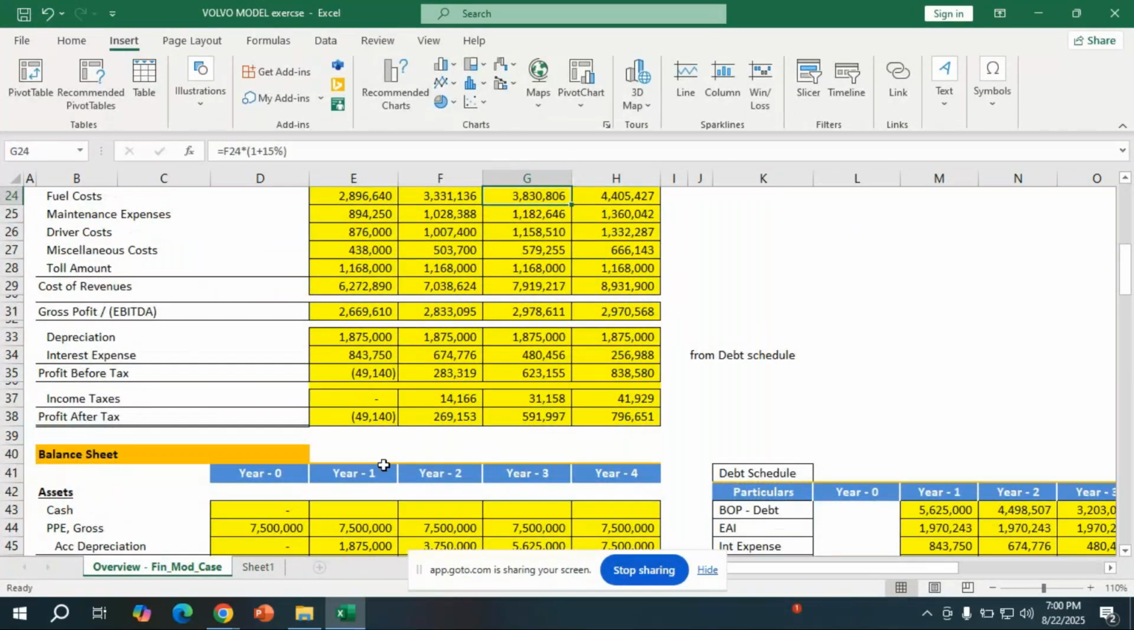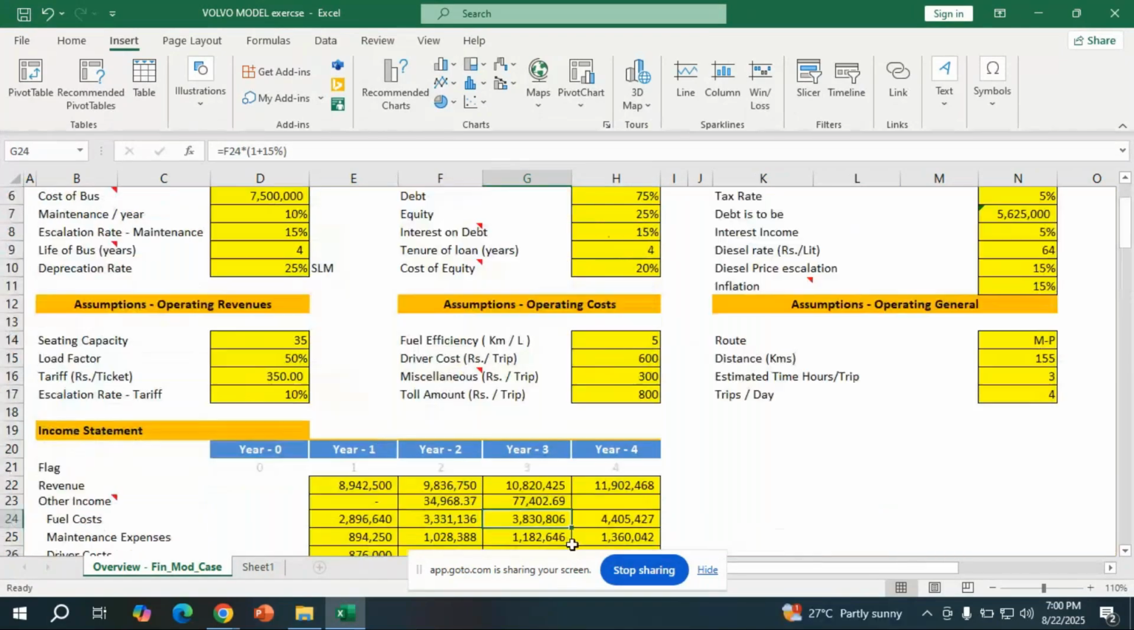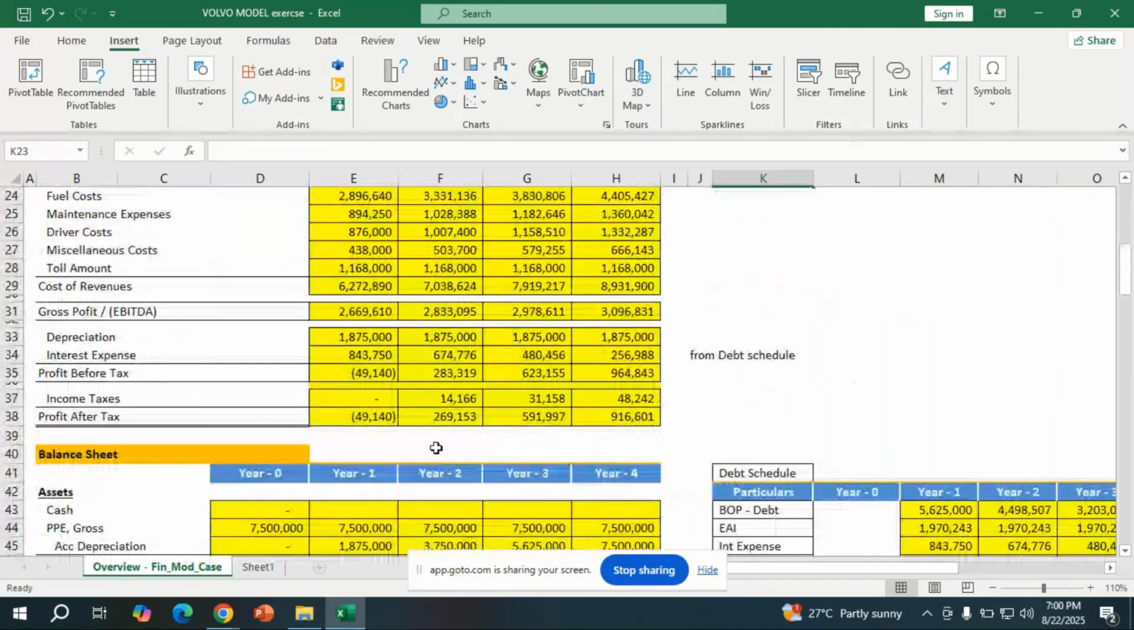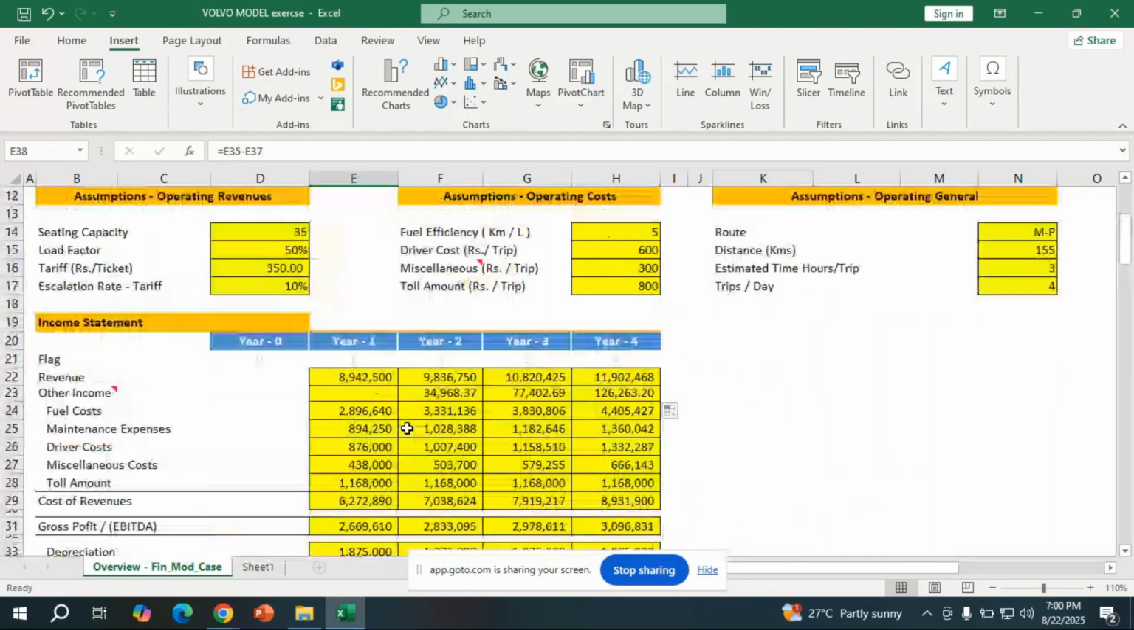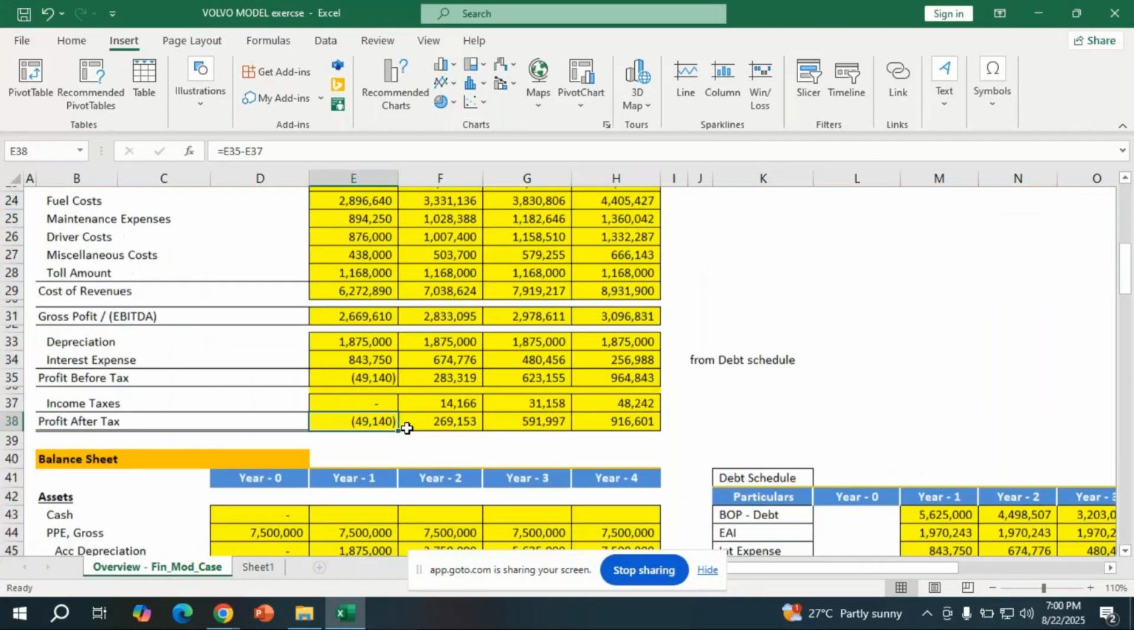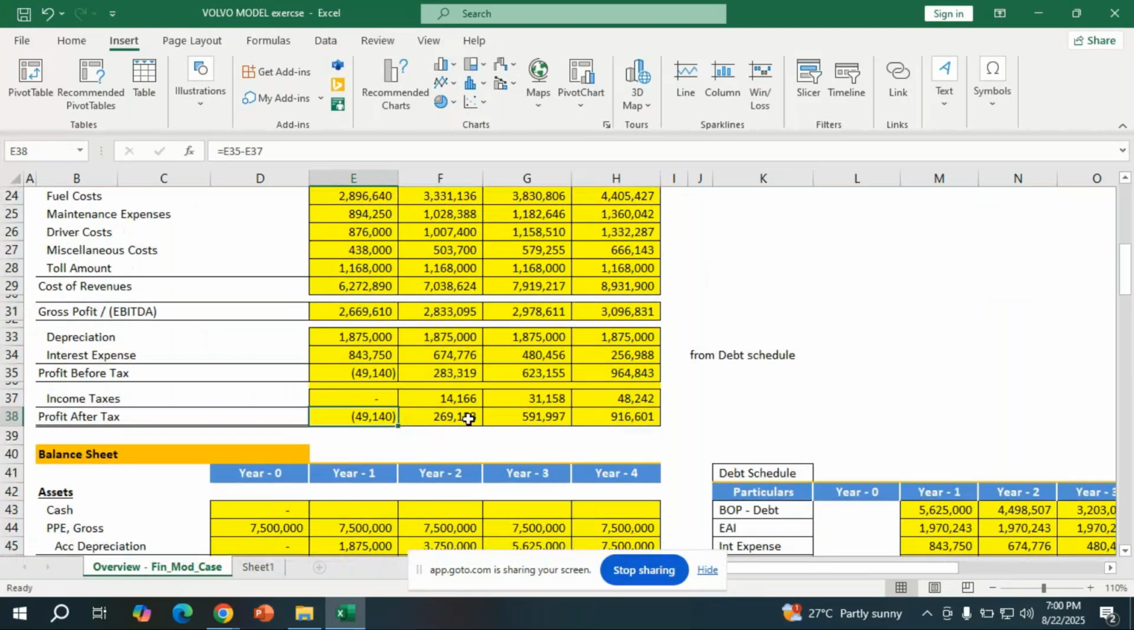See now slowly your answers will change. And for this also the same thing. You want to get the answer. So now see your entire answer will change. Your PAT will change if you observe this. Your profit after tax for the year is one. It will be minus 49,140. For year two, 2,69,153. And for year three, it is 5,91,997. And for year four, it is 9,16,600.